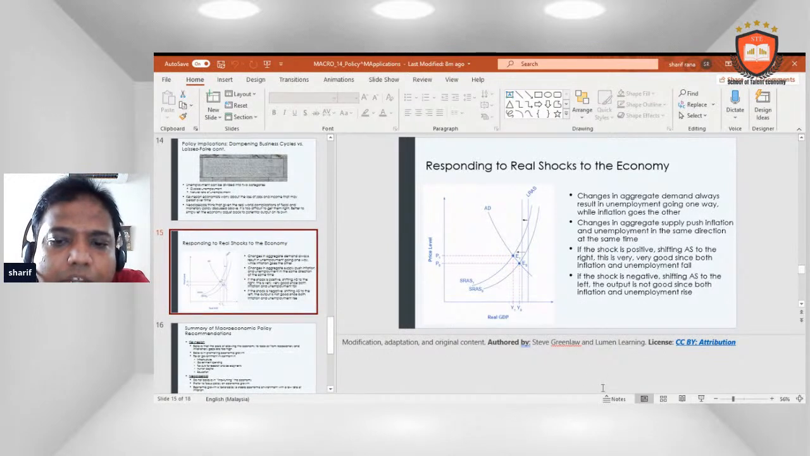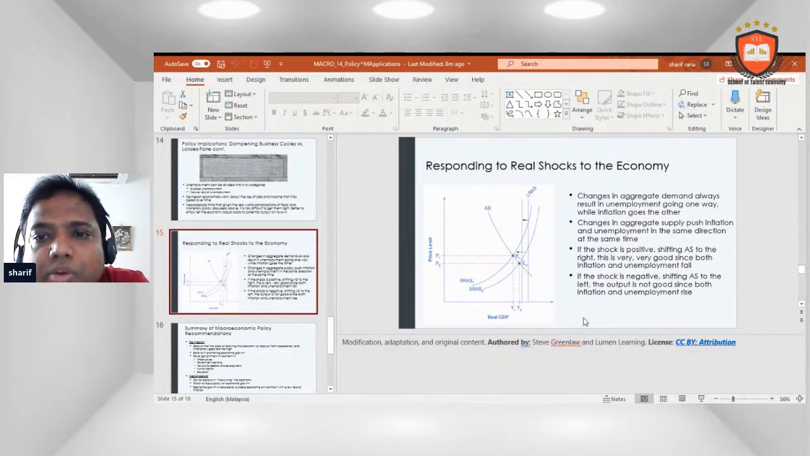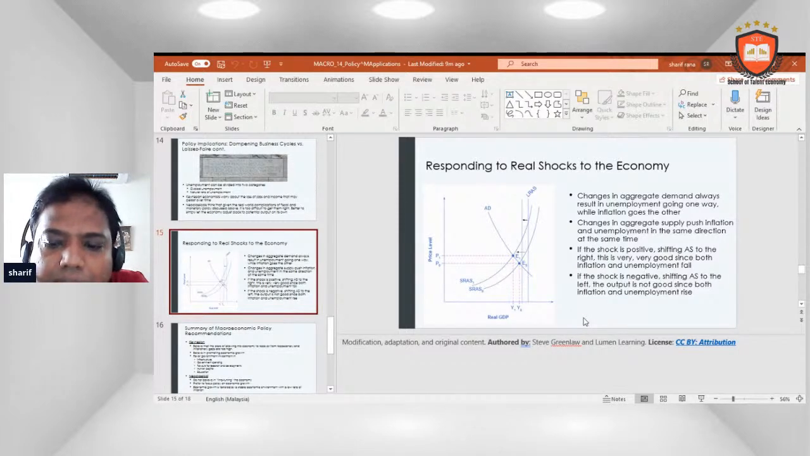There are many implications we have to discuss on policy making and policy related activities. If we can understand these policy related activities in an effective way, then we can take the necessary initiative. Changing aggregate demand always results in unemployment going one way while inflation goes the other. Changes in aggregate supply push inflation and unemployment in the same direction at the same time. If the shock is positive, shifting AS to the right, this is very good since both inflation and unemployment fall. If the shock is negative, shifting AS to the left, the outcome is not a good sign, since both inflation and unemployment rise.